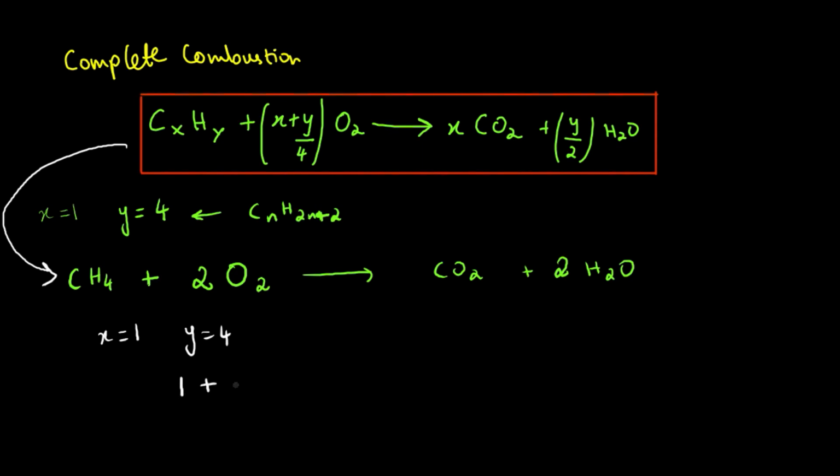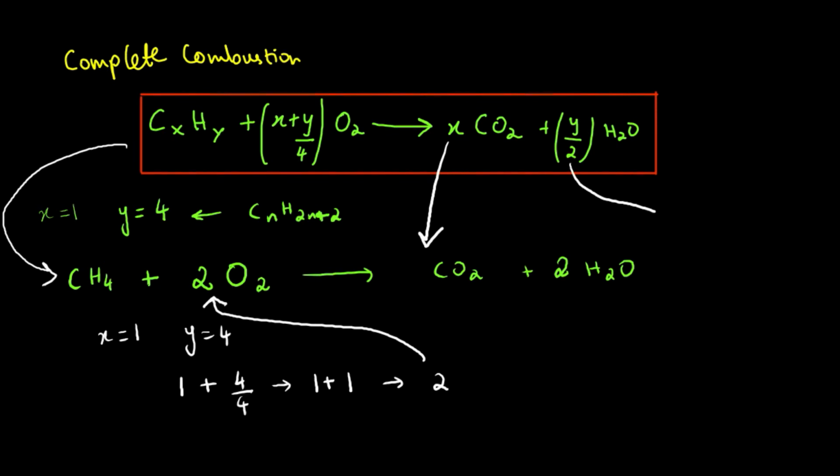1 plus 4 upon 4, which is 1 plus 1, which is 2. And can we see that that is exactly what we got? Then again, x should come over here. X is 1, so 1 is what is coming over here, right? We just don't typically write 1 conventionally, but it is over there. Now the last one, y upon 2. Can we see that y is 4? So 4 upon 2 should give us 2, and that is exactly what we are getting, right?